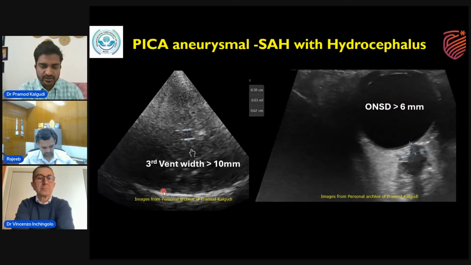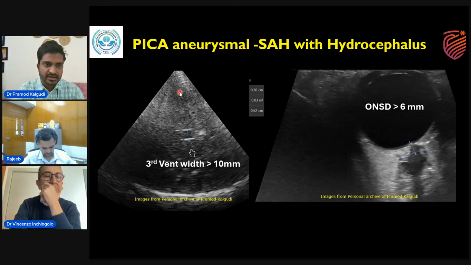Apart from just diagnosing vasospasm, we can also diagnose patients who develop hydrocephalus secondary to SAH. So this is an example where the PICA aneurysm patient developed SAH with hydrocephalus, where we could see the third ventricular diameter was greater than 10 millimeters and the ONSD was significantly high, which was more than 6 millimeters.